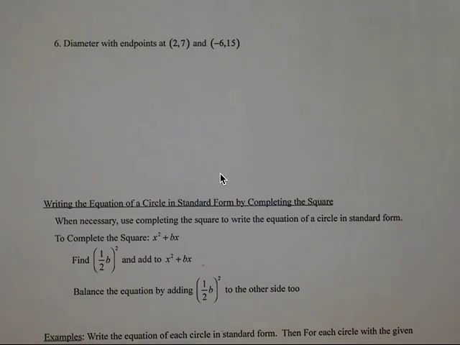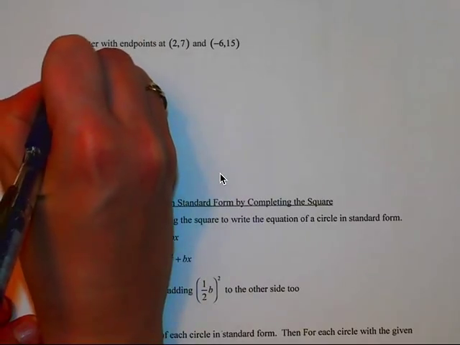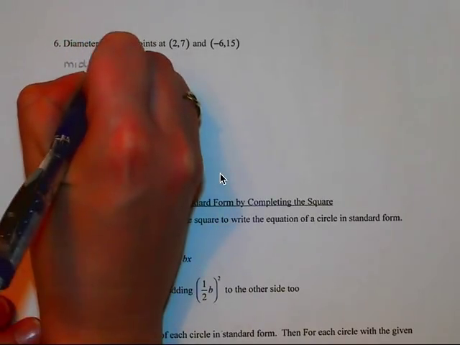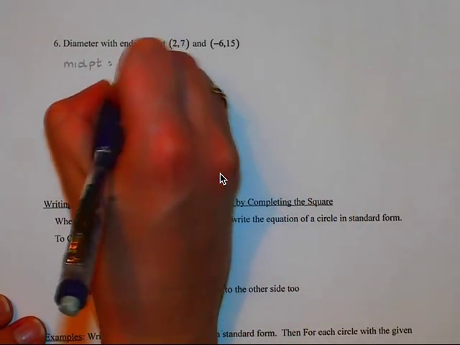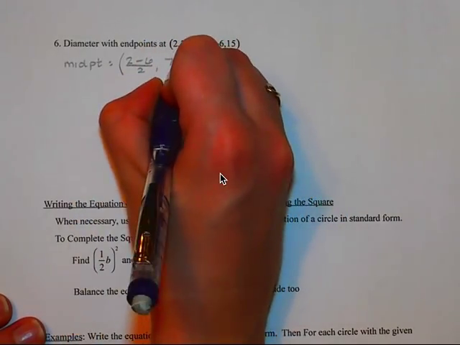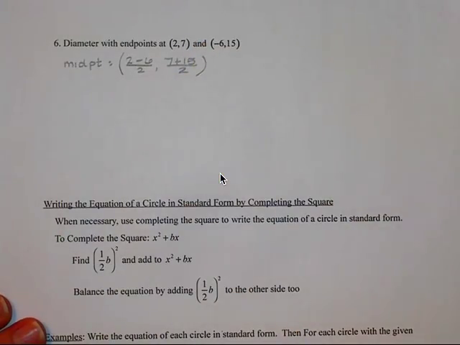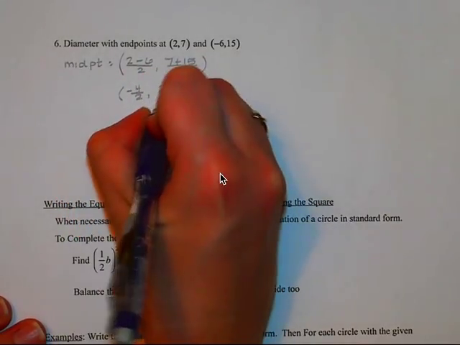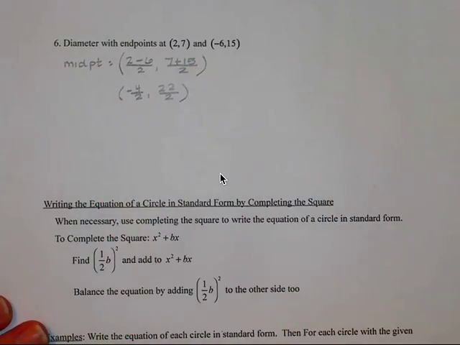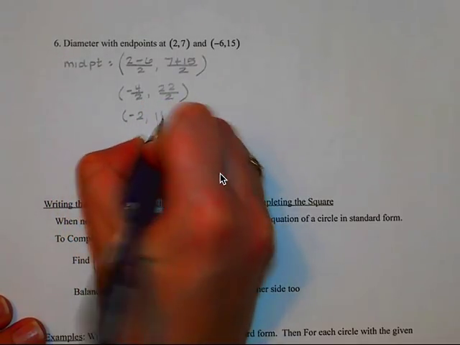The center, of course, is smack dab in the middle, meaning that it's going to be the midpoint, exactly in the middle, of these two coordinates. So to find the center, we're going to calculate the midpoint of these two points. We'll average the x-coordinates, 2 and negative 6, divided by 2, and average the y-coordinates, 7 and 15, divided by 2. 2 minus 6 is negative 4 over 2, and 7 plus 15 is 22 over 2. When we simplify, this becomes (-2, 11).